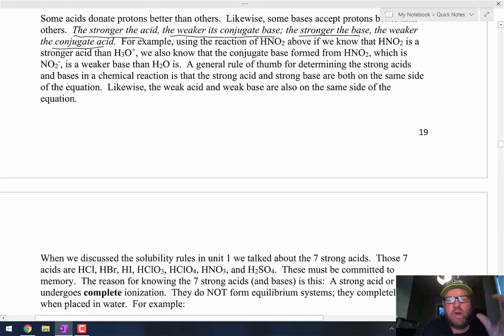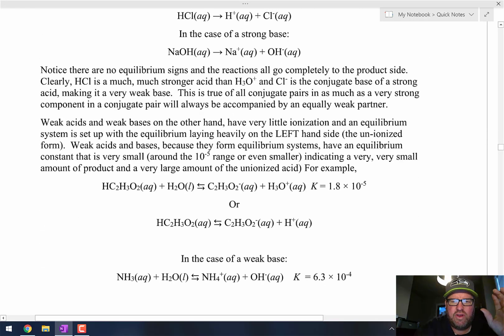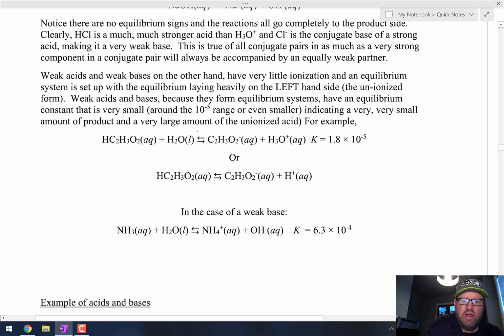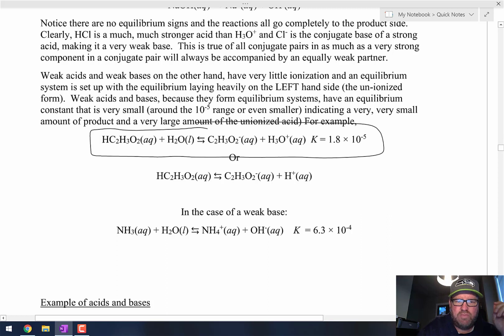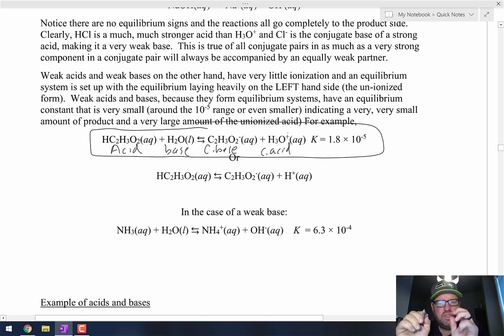Where does that come into play? Let's look at an example down here. This is a Bronsted-Lowry acid-base reaction. Here we can see the acid is donating the hydrogen, so we see the acid and therefore the conjugate base. Water in this case is acting as the base, and this is the conjugate acid. So you can see that there are two acids and two bases.